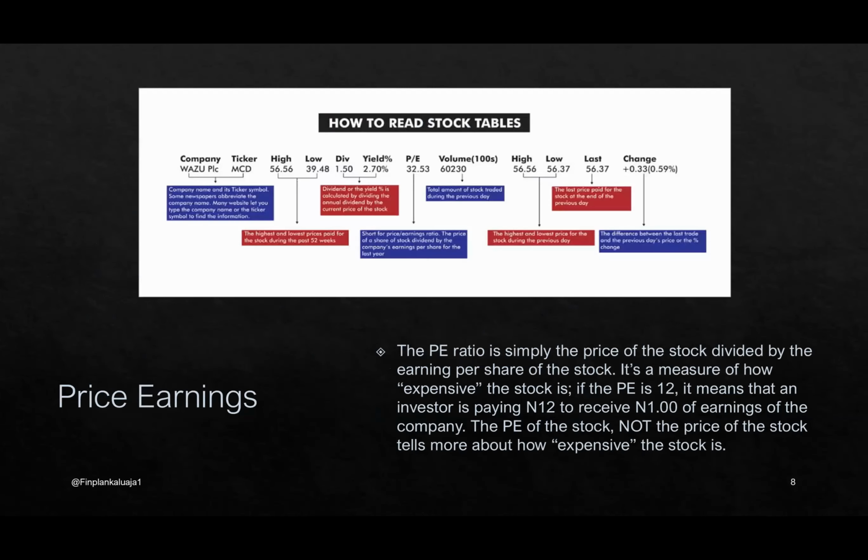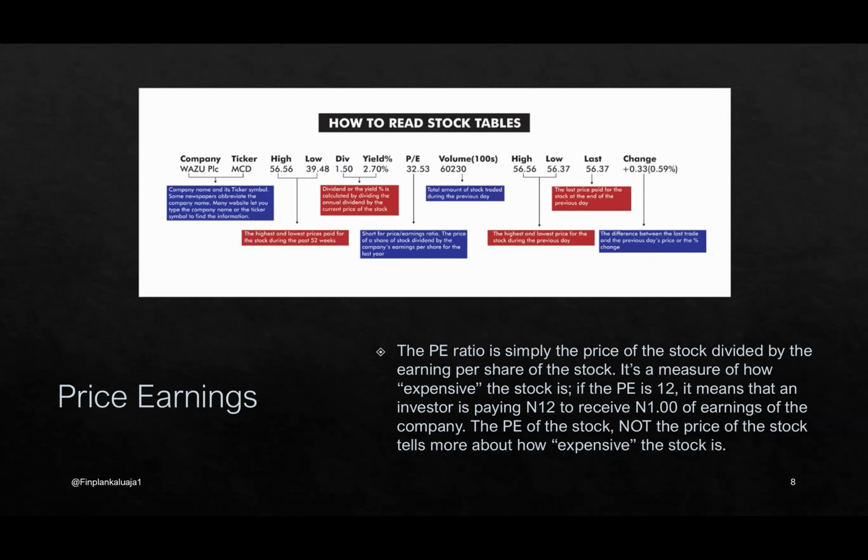Okay. Now let's move to the price earnings. And now we're in the meat of asset or stock price valuation. So the price earnings, which we're going to call the PE ratio going forward, yeah? The PE ratio is simply the price of the stock divided by the earnings per share of the stock. It simply measures how expensive, if I could use that word, the stock price is.